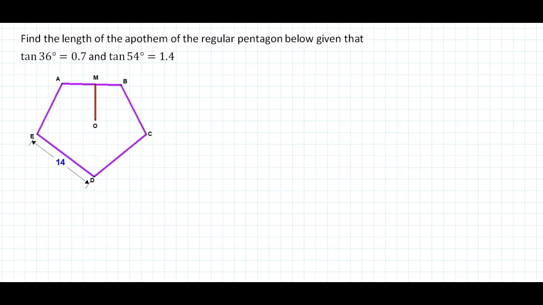So let's go ahead and do some examples together. Find the length of the apothem of the regular pentagon below, given that tan 36 is 0.7 and tan 54 is 1.4. So one thing I want you to realize is we want to find out. I'm going to draw a line from here to the center and another line from the center to right here. Let's approximate that this is straight. And then we're going to identify.